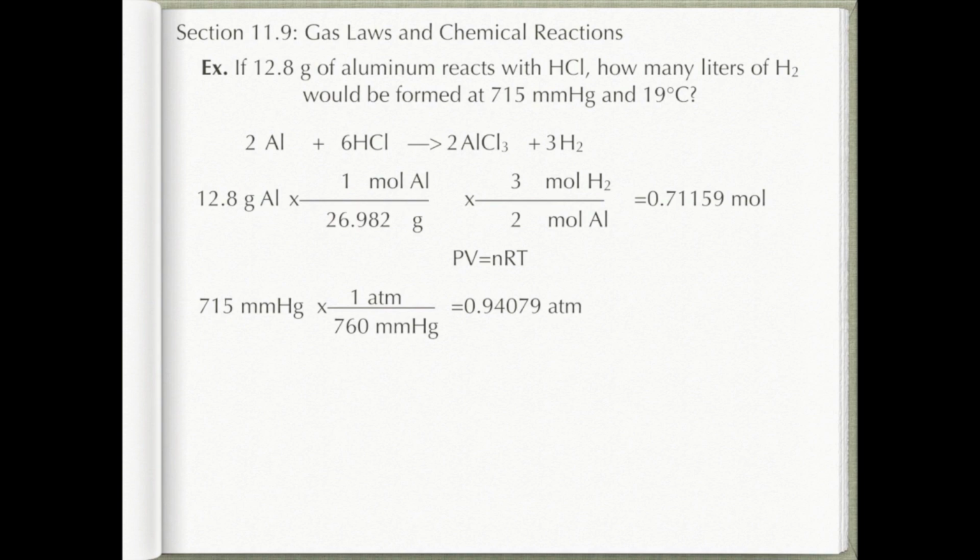Well, I don't know what that is, so it's going to stay as V. That equals my moles that I just solved for, 0.71159, times my R, 0.0821, times my temperature. Remember, for temperature, I just need to take 19 degrees Celsius and add 273 to that. Okay, and there we go. So I'm going to take what I have on my right-hand side, multiply them all across. Then I'm going to divide by 0.94079, and that gives me my volume, which is 18.1 liters.